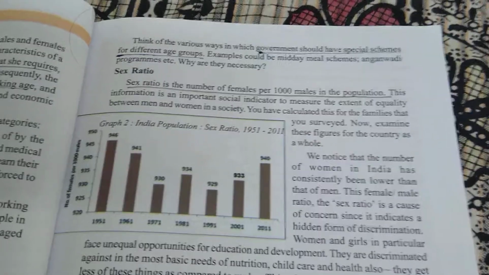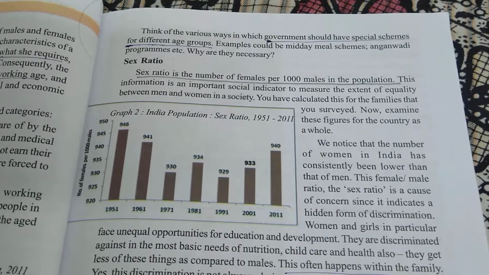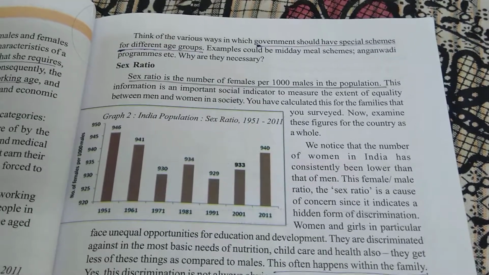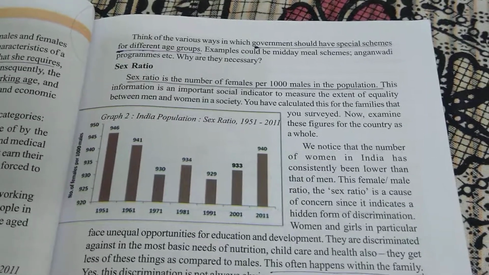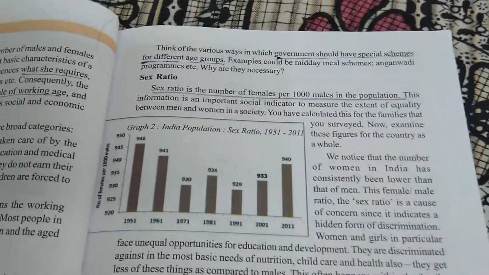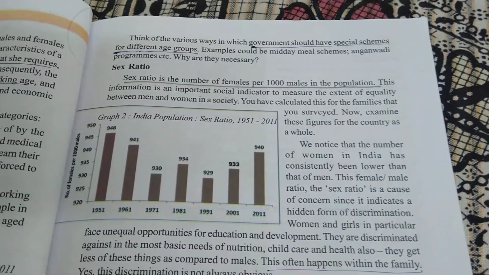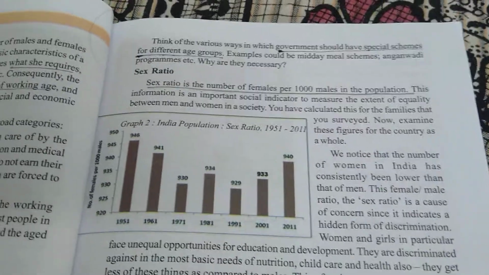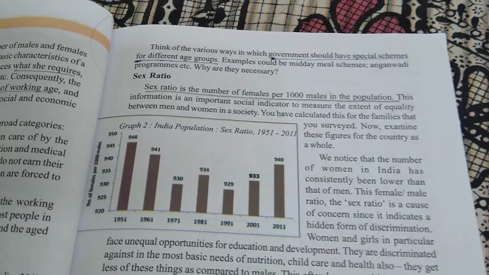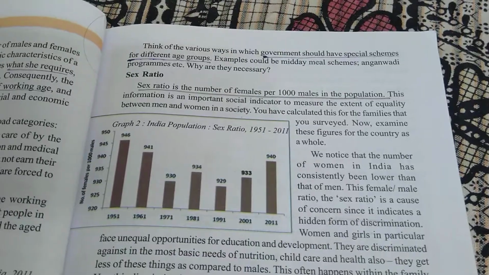When you compare India with other countries, the USA has a 1050 sex ratio. For 1000 men, 1050 women are there in the USA. Why? Because it is a developed country, and from an educational and health point of view they have much better facilities. So because of that there is a higher sex ratio. Clear?